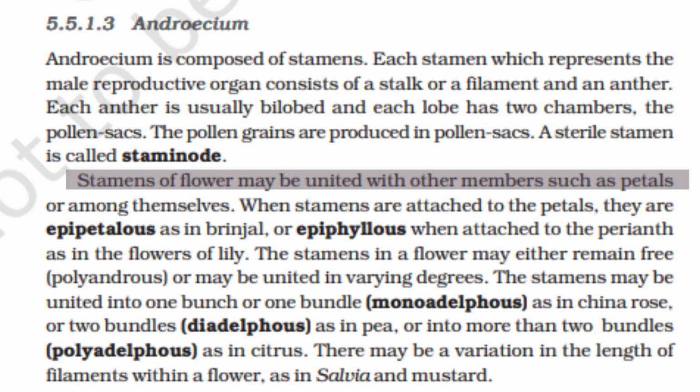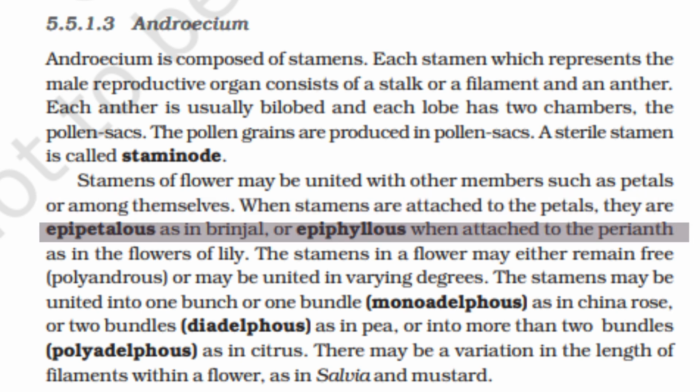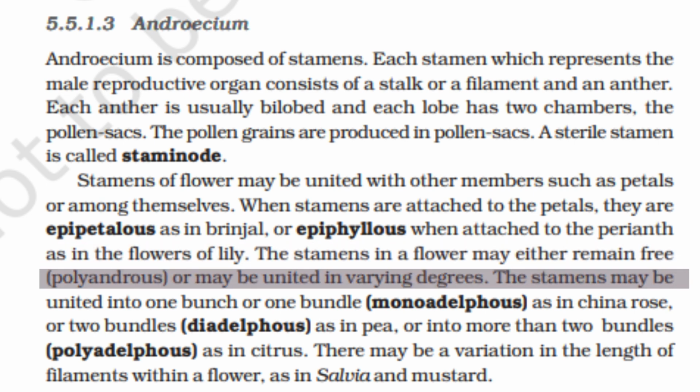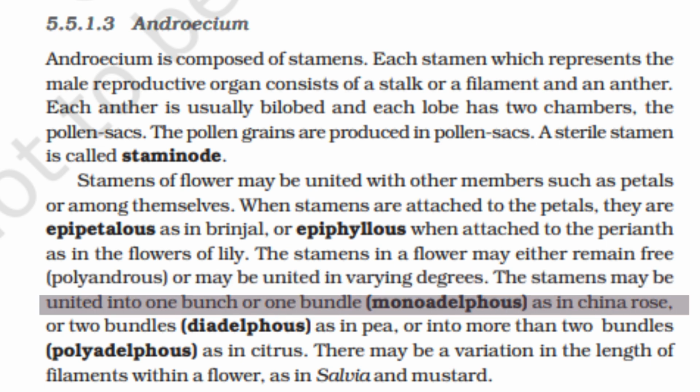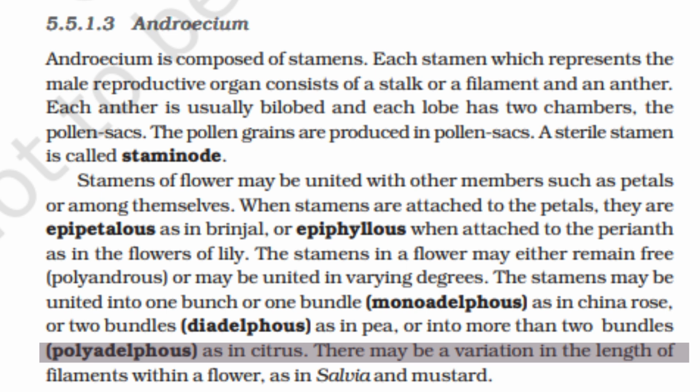Stamens of flower may be united with other members, such as petals, or among themselves. When stamens are attached to the petals, they are called epipetalous, as in brinjal, or epiphyllous when attached to the perianth, as in the flowers of lily. The stamens in a flower may either remain free, polyandrous, or may be united in varying degrees. The stamens may be united into one bunch or one bundle, monoadelphous, as in China rose, or two bundles, diadelphous, as in pea, or into more than two bundles, polyadelphous, as in citrus.